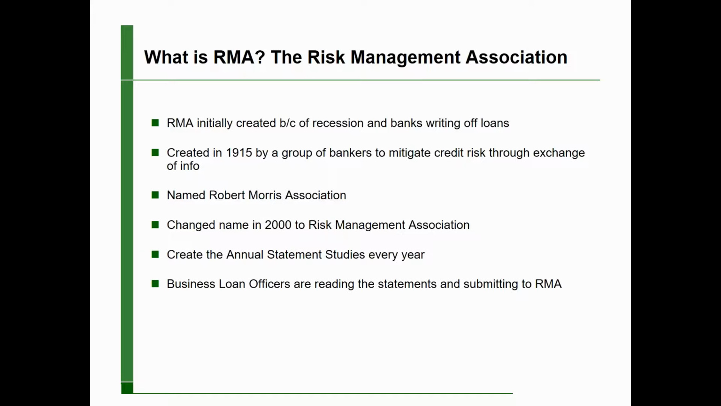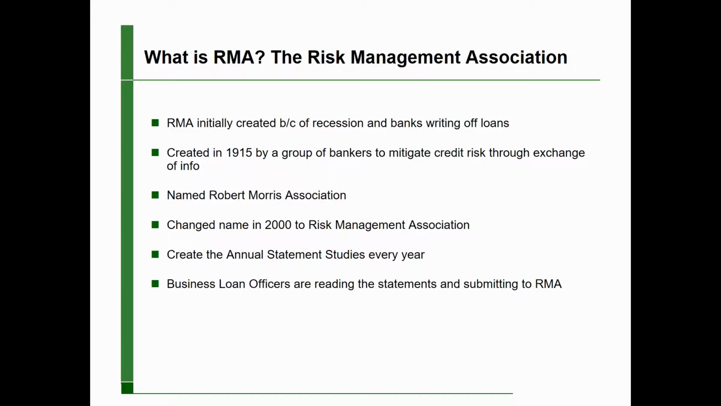And at that same time, they were creating the Federal Reserve System. And so there was a lot of this idea of let's revamp our banking system and let's be a little bit cooperative about it. And so in 1915, a group of bankers decided to mitigate their credit risk through the exchange of information. And what happened is that in 1915, 65 banks attended a meeting in Salt Lake City and became members of the Robert Morris Club.